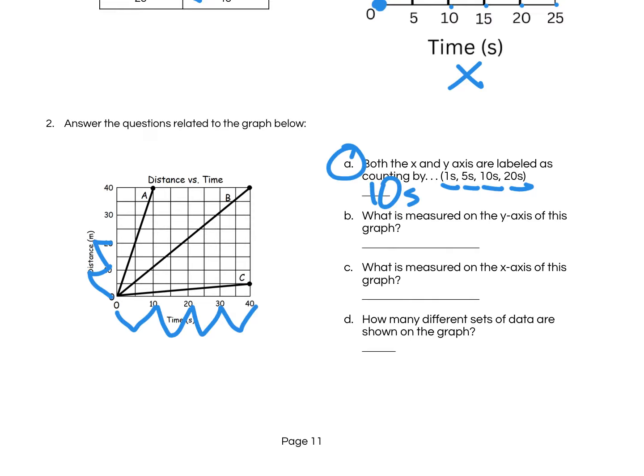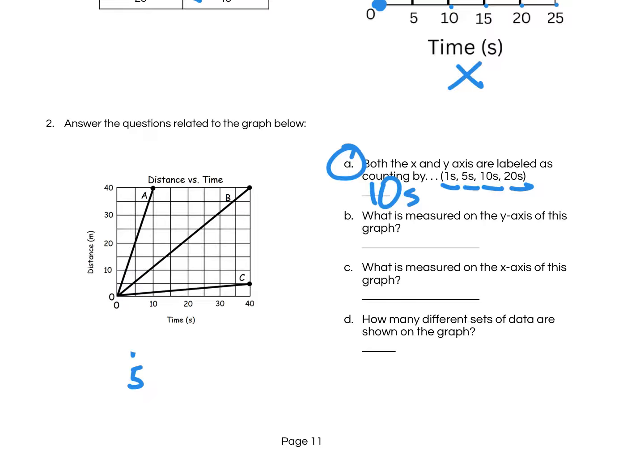Now, you might say, are we counting by 5s? And if you said that, I would agree with you there too. Because if you look right here, that would be 5. And so each square is really 5. So it kind of depends on how you look at it. I would accept either answer.